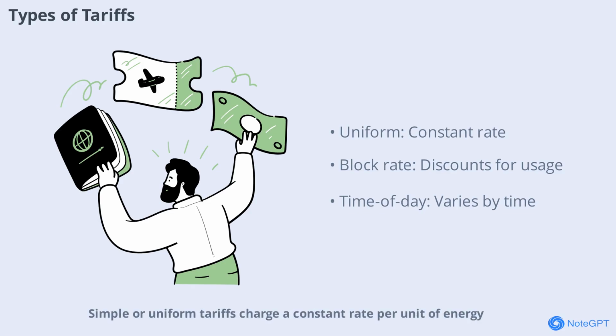Simple or uniform tariffs charge a constant rate per unit of energy. Block rate tariffs offer reduced rates for higher usage blocks. Two-part tariffs split charges into fixed and variable components. Power factor tariffs penalize low power factor usage, while time-of-day tariffs vary rates based on when electricity is used. Each type is tailored to balance fairness, efficiency, and system stability.